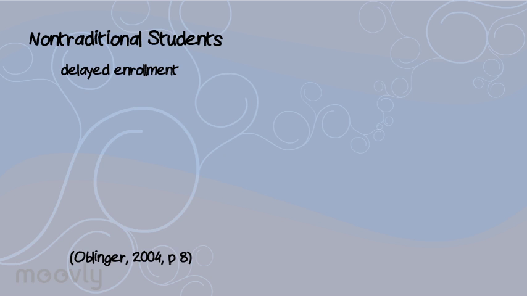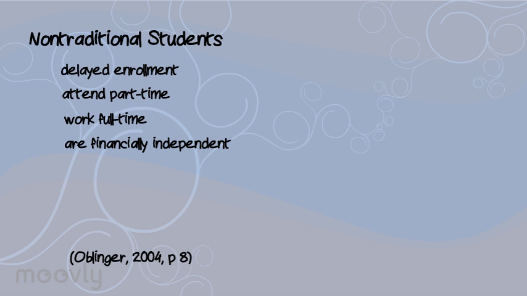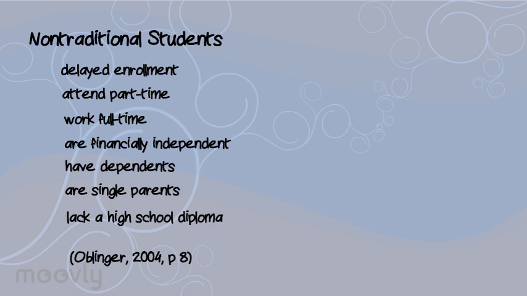Delayed enrollment. They did not enter post-secondary education in the same year that he or she graduated from high school. Attend part-time for all or part of the academic year. Work full-time, 35 hours or more, while enrolled. Are financially independent, as defined by financial aid. Have dependents, other than a spouse, including children or others. Are single parents, having one or more dependent children. Lack a high school diploma.